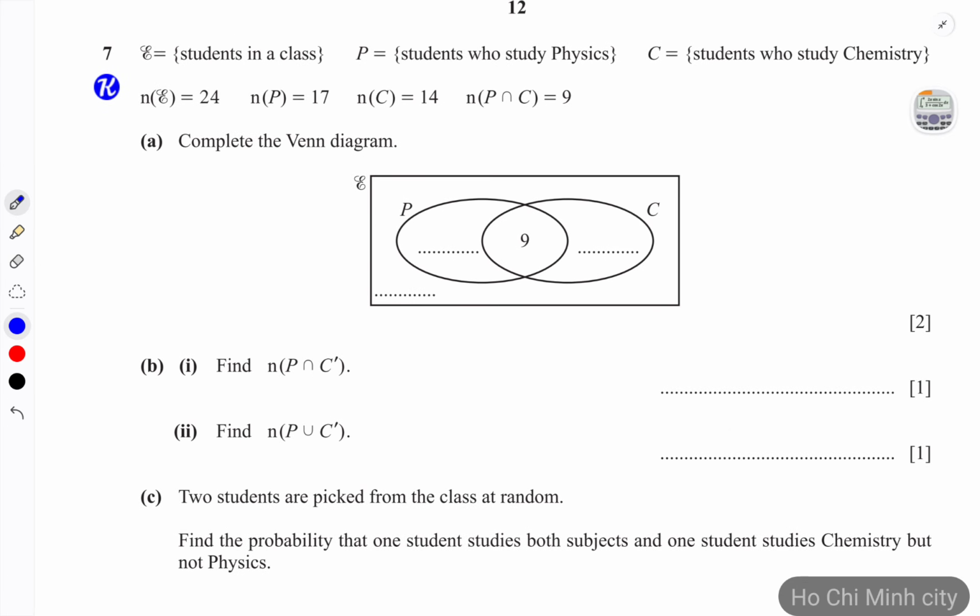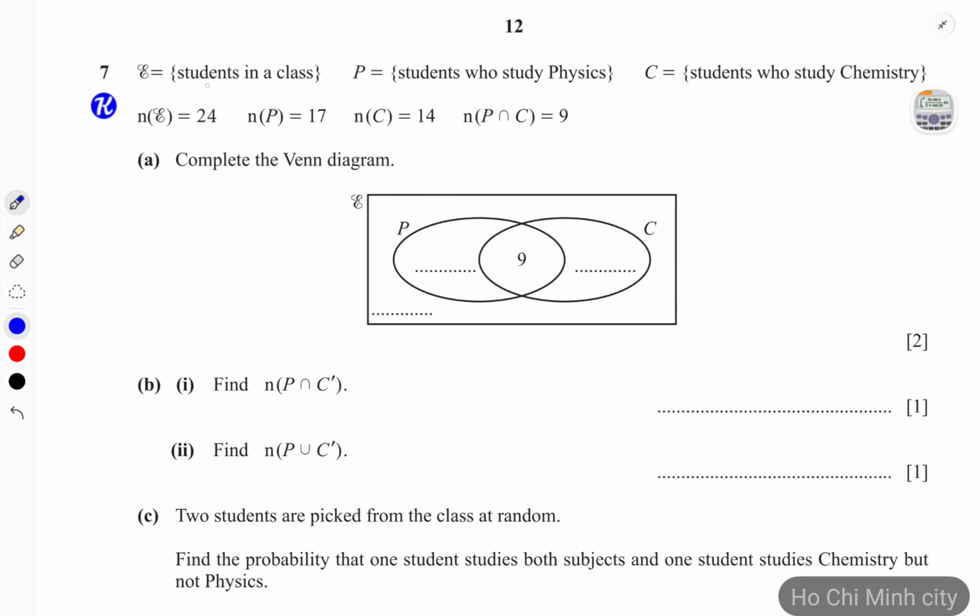Next is question number 7. We have a set of students in the class, which is this letter, and another one is students who study physics, and another one is students who study chemistry. We have the total number is 24. The number of students that study physics is 17. So we can easily work out this missing value, because the number of students who study physics is going to be this ellipse. And then we take that and subtract the number 9 here. Then we have the one that is missing, and that is number 8.